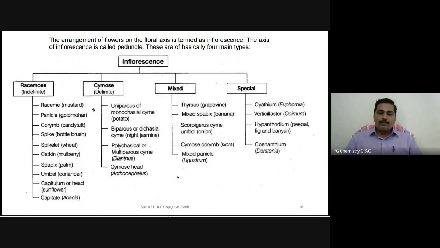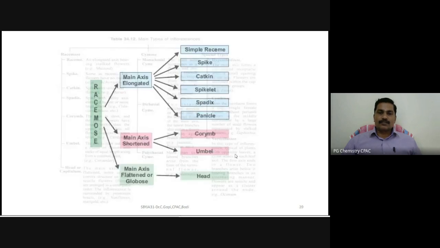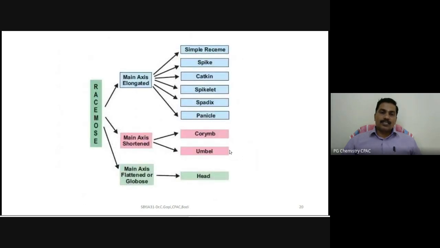Cymose: uniparous, biparous, and polychasial cymose. And mixed, like thyrse, cymose corymb, and special like cyathium, verticillaster, hypanthodium, all those things. So this is the detailed description of inflorescence. So under cymose and racemose, there are different types.